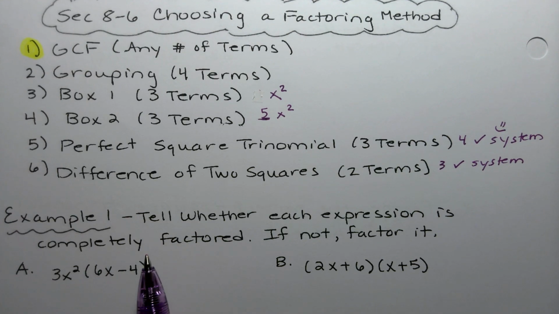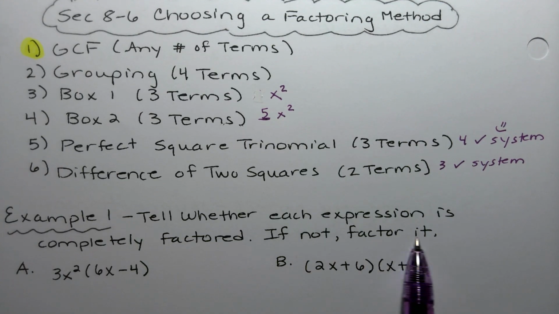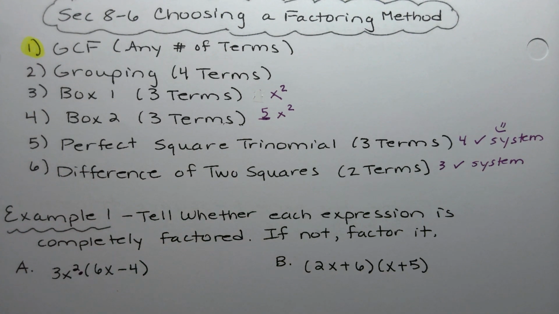So let's take a look right here. Tell whether each expression is completely factored. So as we can see, it's somewhat factored, but the question is is it completely? Is it done? If it's not done, then keep it going. So right now we have a 3x squared times this whole parenthesis. But when you look in that parenthesis, do you see a GCF inside the parenthesis? The answer is yes.